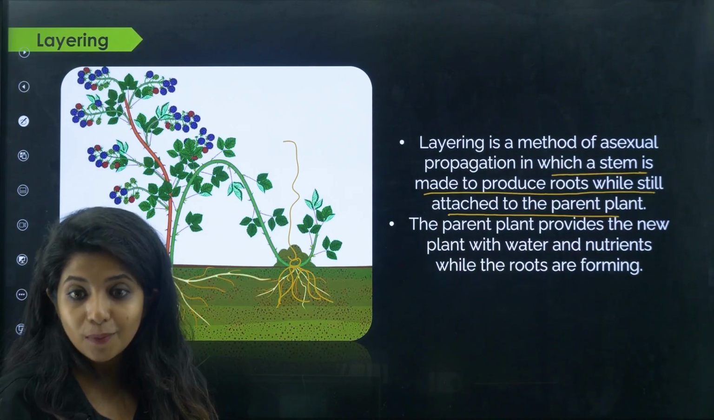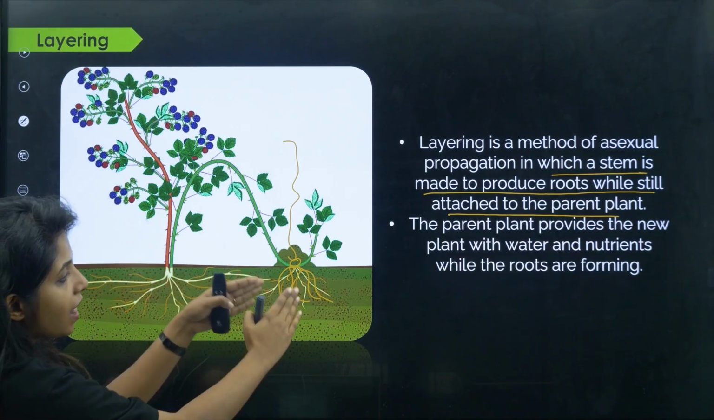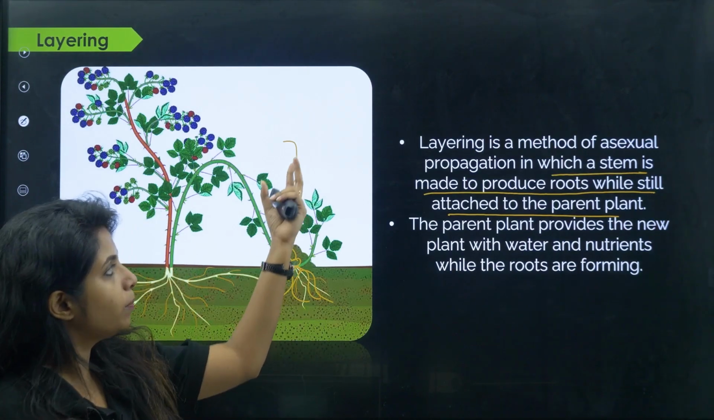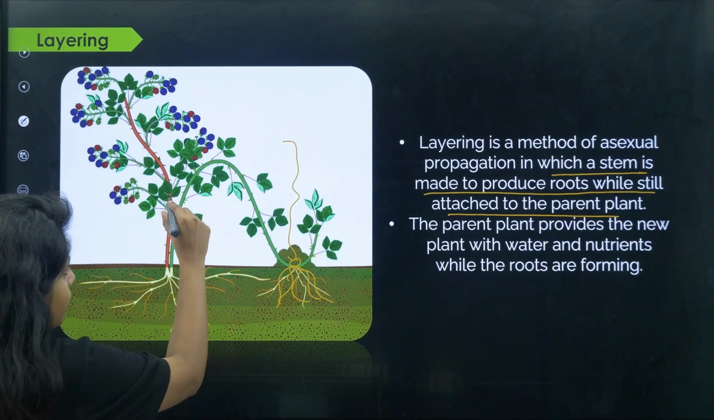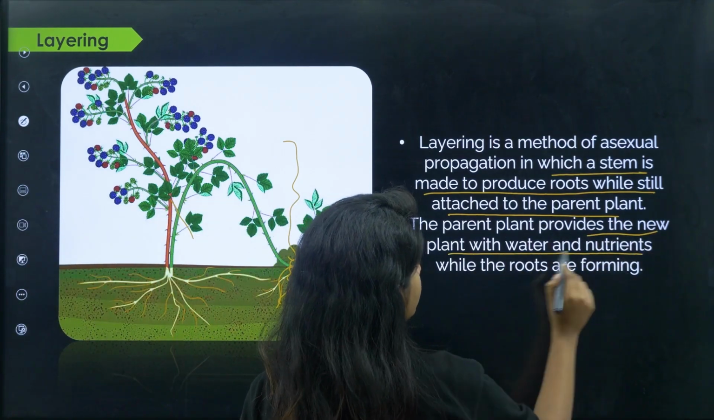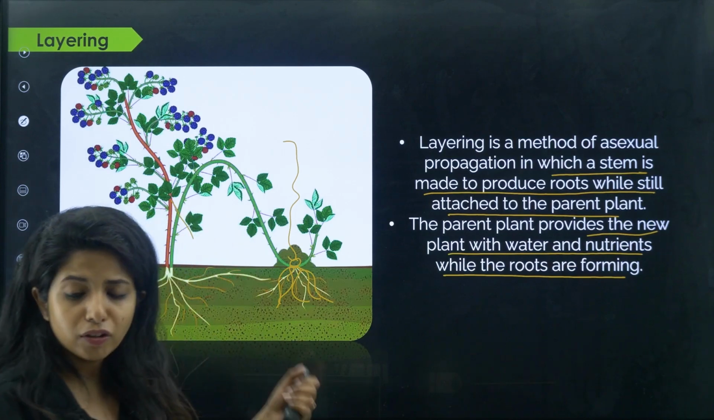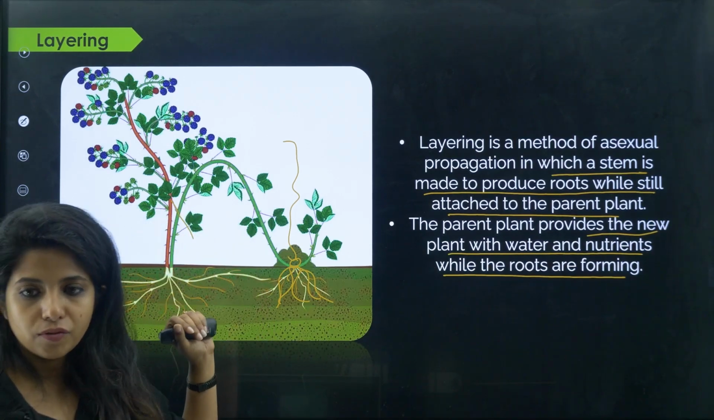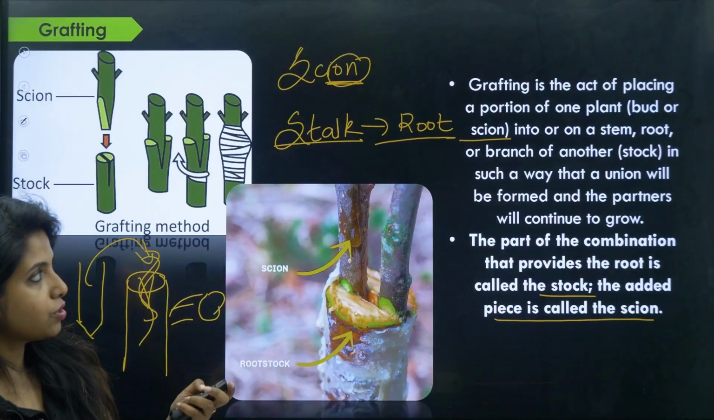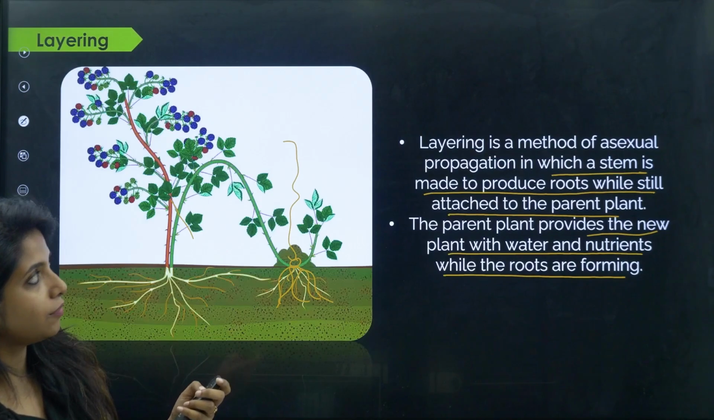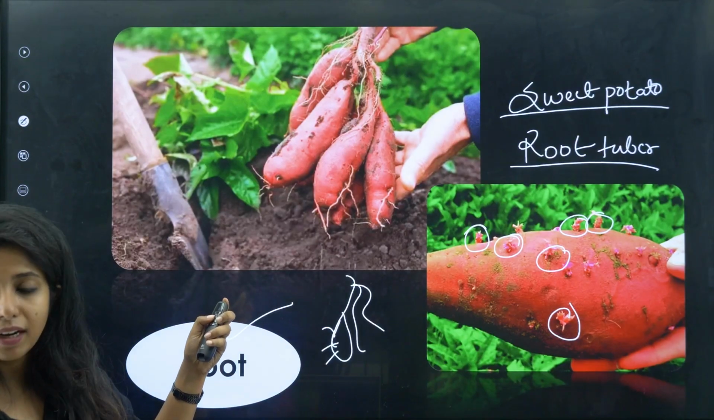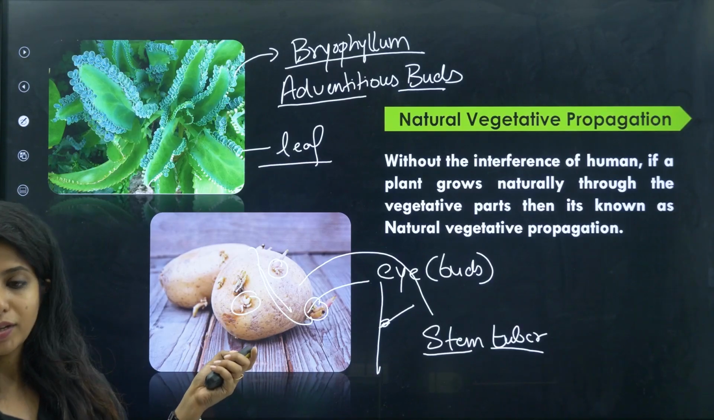In the case of layering, initially the parent plant and this particular plant will be together. Later on, when you see that the whole plant is giving rise to a new plant, you can cut it off. Okay. So the parent plant provides the new plant with water and nutrients while the roots are forming. After the roots and everything are formed, you can cut it off slowly. This is layering, children. So we saw in artificial, we have cutting, grafting and layering. In natural, we have all these things. You can remember the example of bryophyllum and potato and sweet potato as well.